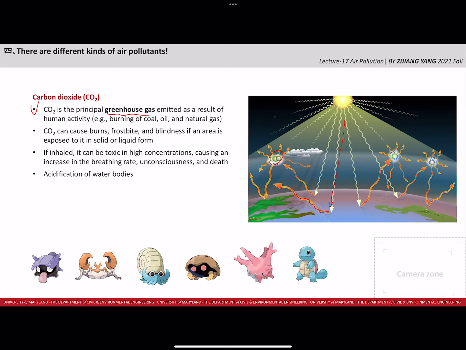On the other hand, as we learned in water chemistry, when CO2 dissolves in water, it can form carbonic acid, so the pH of the water will decrease. With the decreasing pH of the water, many of the animals living in the water system will be in danger. So this is also bad.